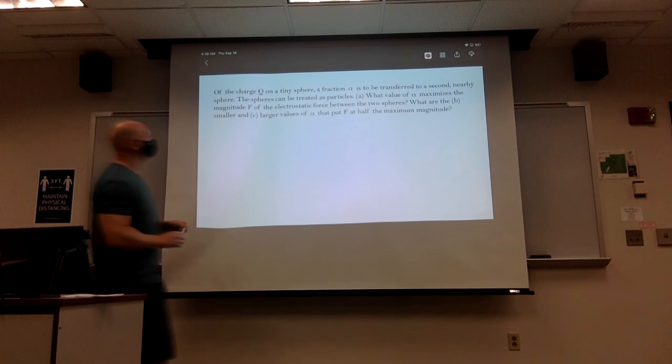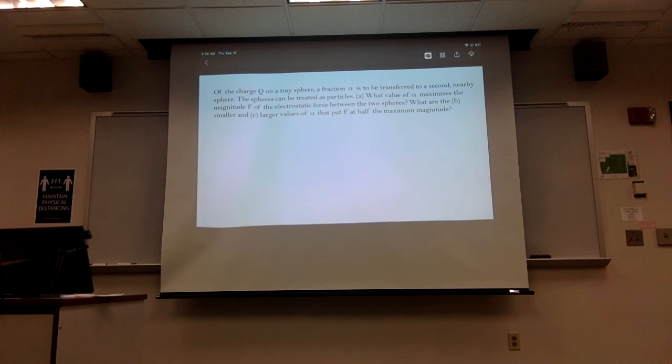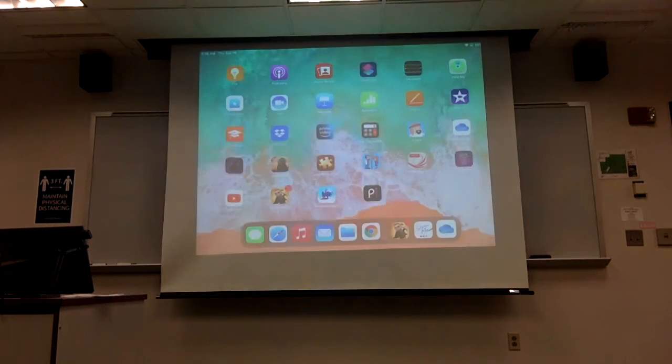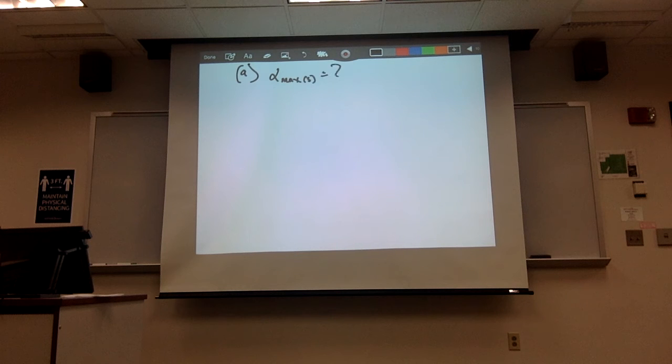So it wants to know what value of alpha maximizes the magnitude of the electric force between the two spheres. So for part A, I want to know the value of alpha which maximizes the force. So what I want in this case is that explicitly the force is equal to a maximum. Okay, so this is part A.